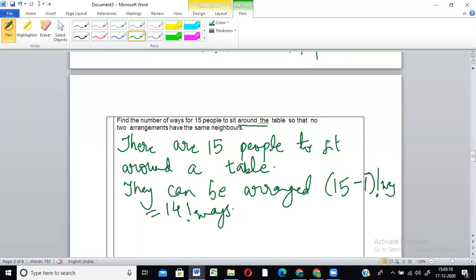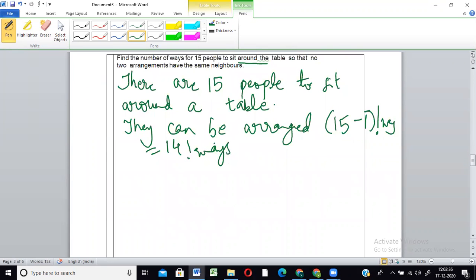Okay, so right now you don't have to calculate the value of 14 factorial. Don't do 14 into 13 into all that. I'll tell you how. Why? Because they are writing that no two arrangements should have the same neighbors. What does that mean? See, when you have a round table like this, last time I told you that example of, I guess, Ramesh, Suresh and Dinesh, right? There were only two things possible. Either Ramesh, Suresh, Dinesh sits like this, or else the other way, Ramesh, Suresh and Dinesh.